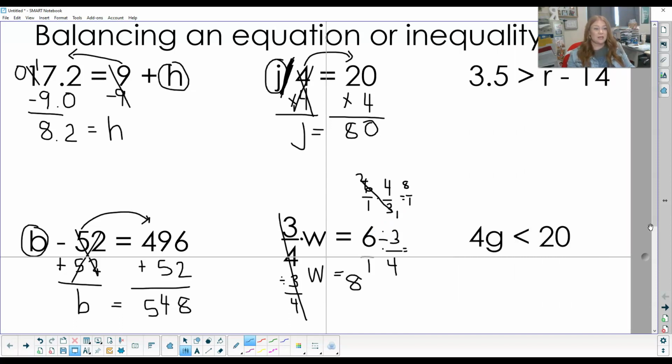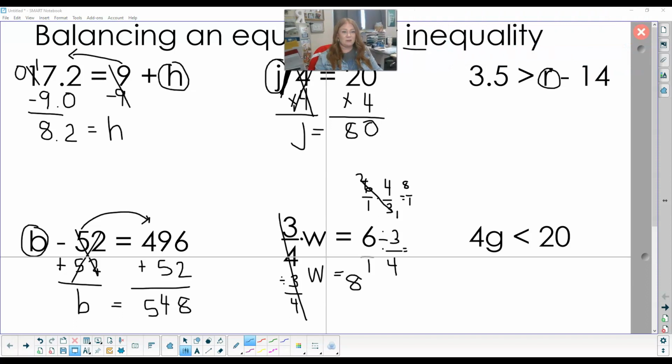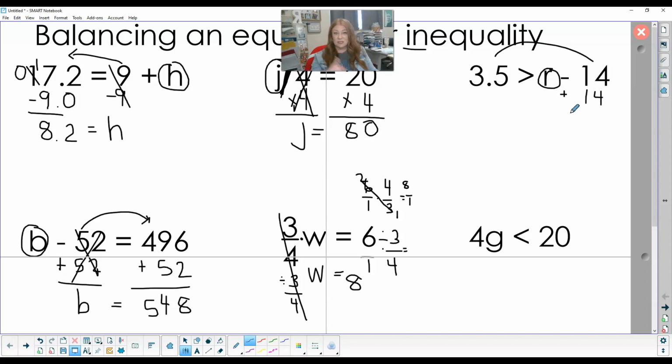So inequalities are exactly the same, but instead of bringing down my equal sign, I bring down the comparing sign. So an inequality is an equation with a comparing sign, right? It is not equal. So I find my variable. I need to move 14 to the other side. So I'm going to do the opposite of minus 14, which is to add 14 to both sides. I need to make sure to line my decimals up.